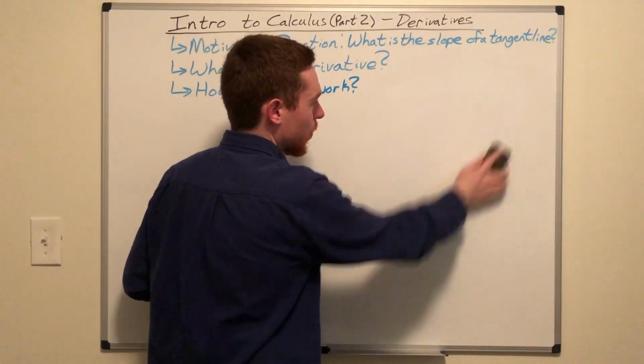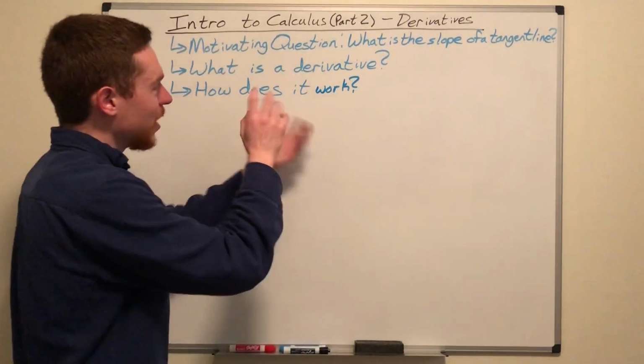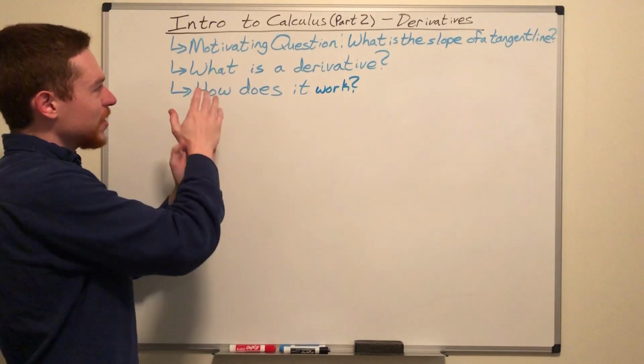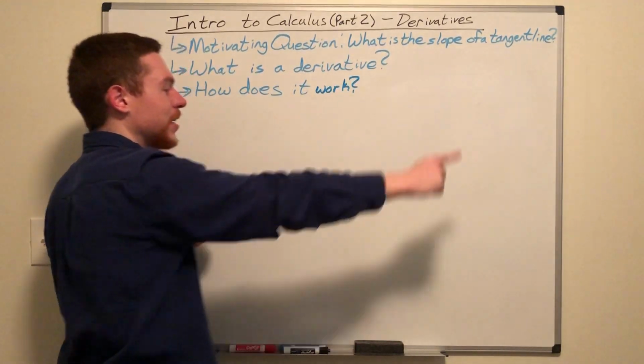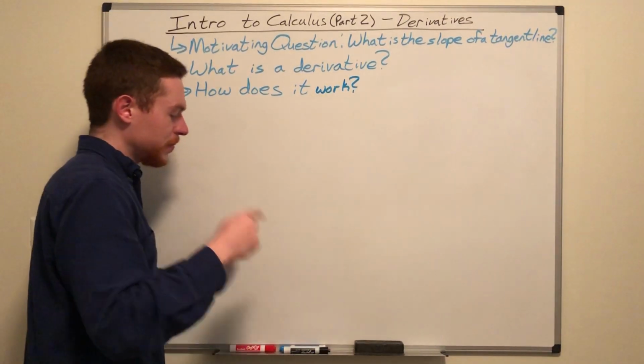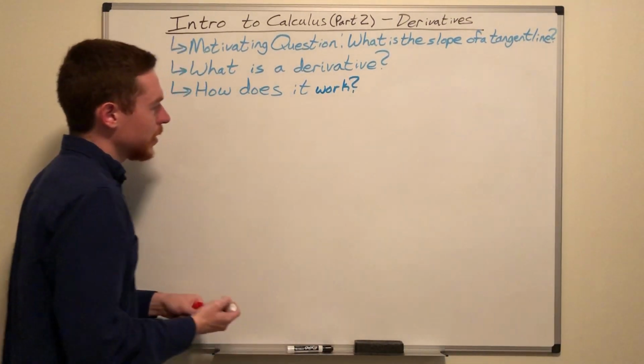So, with that being said, a derivative allows us to do all that fun stuff. So, how does it work? How does it relate to the slope of a tangent line? How does it do those different things? Well, let's dive in, shall we?